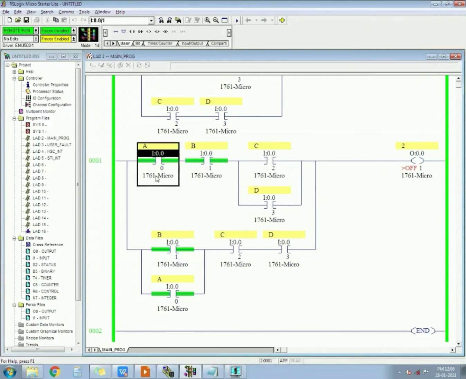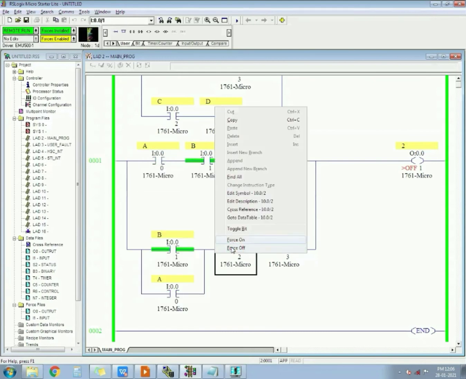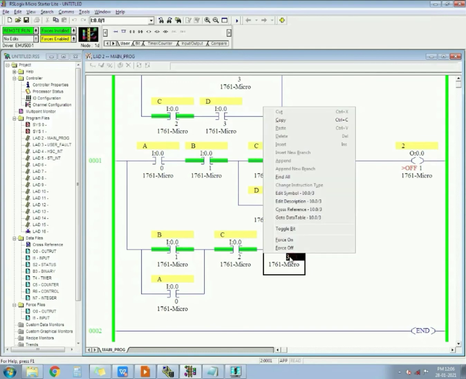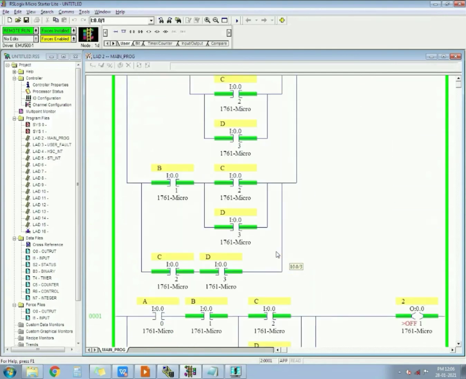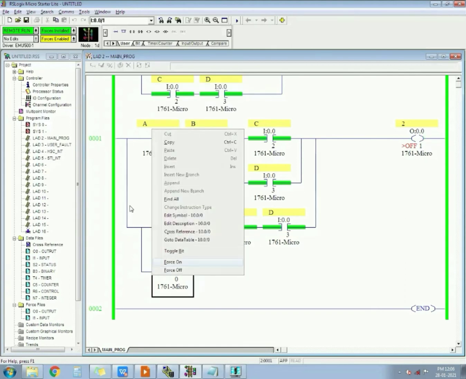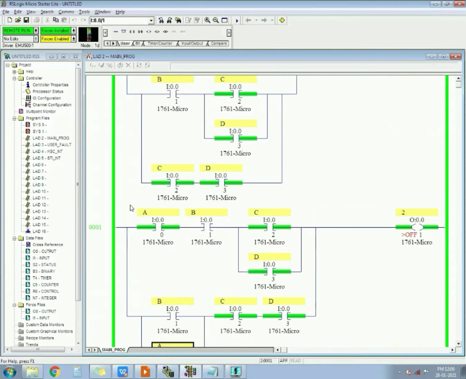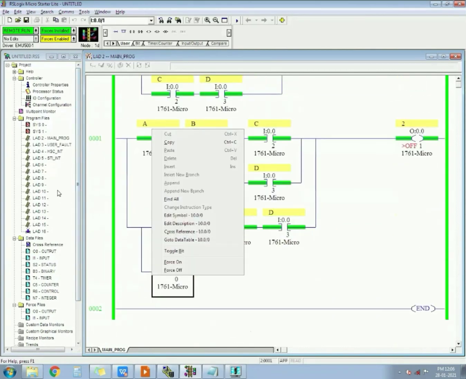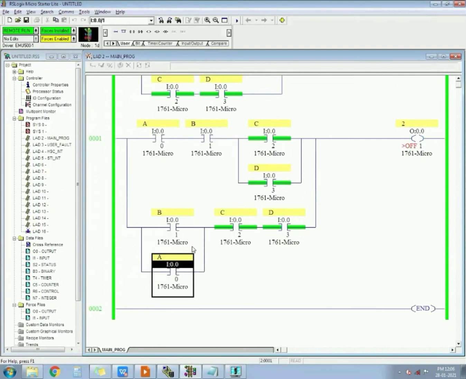Here you can see B, C and D, both are working, and last is A, C and D. Just use A, C and D. See, both are working. So this is the solution for any 3 and any 2 and any 1.